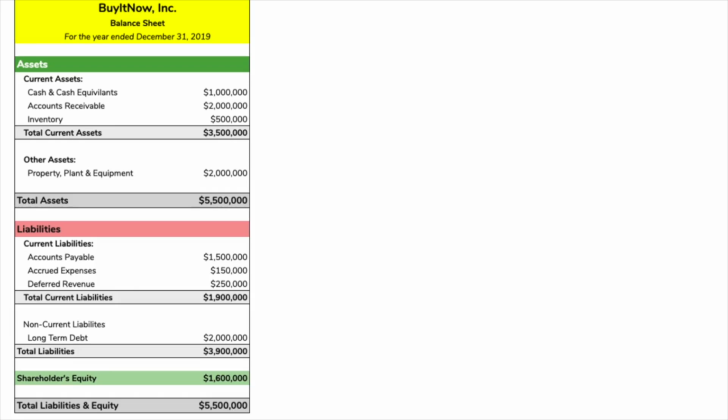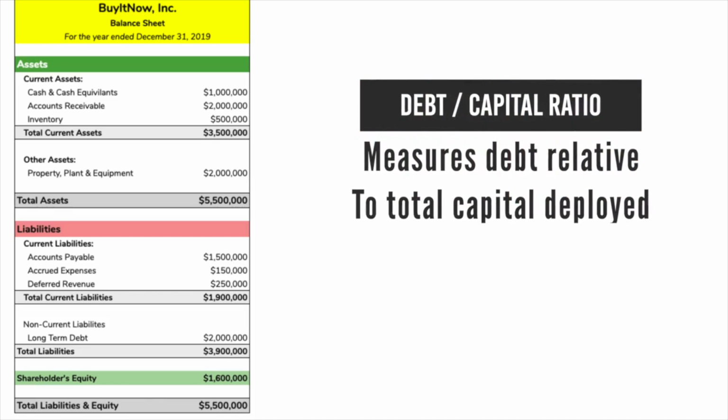Now, if we move on to the next KPI, which is the debt to capital ratio. Debt to capital ratio is a little bit similar to debt to equity ratio, except it tries to measure the amount of debt that the company has relative to the total capital deployed.